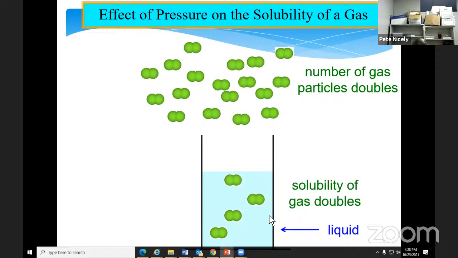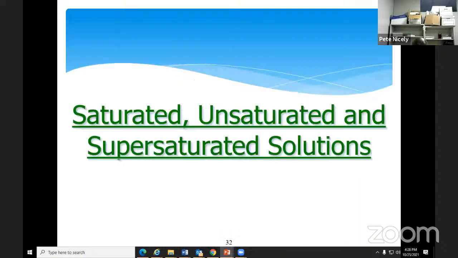So therefore the solubility of the gas will double as well, right? So basically that's the relationship between the pressure exerted by the gas above the surface of a liquid and the solubility of the gas in the liquid, all right? And in fact, that is known as Henry's law, which for those of you who plan to do general chemistry too, you're going to learn more about in great detail because you can do some calculations involving Henry's law.